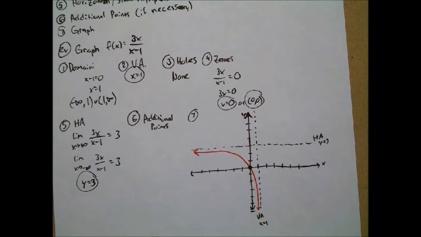Now, vertical asymptotes, will your graph ever cross? Will a graph ever cross a vertical asymptote? No. Will a graph ever cross a horizontal asymptote? Yes, it is possible.